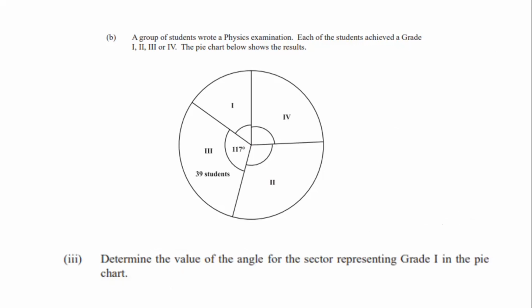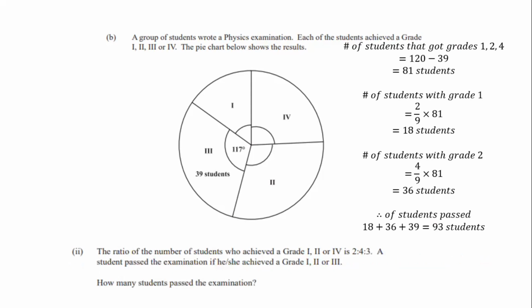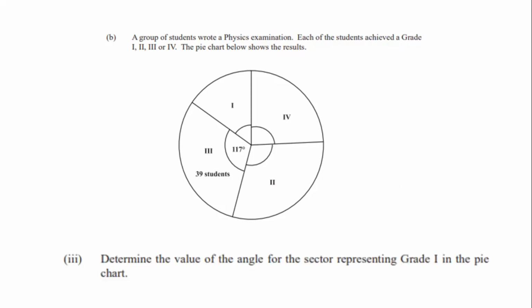Part 3 now says determine the value of the angle for the sector representing grade 1 in the pie chart. So what we just know from calculating in part 2 is that 18 students got grade 1. So 18 students got grade 1, and we know the total number of students attached to the 360 degrees from the circle, which is 120. So 120 students is equal to 360 degrees, which is the entire circle. So therefore 18 students is equal to x degrees, which is what we're trying to find.